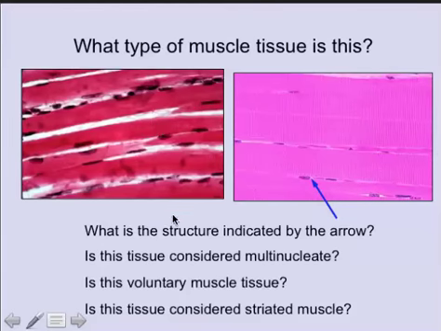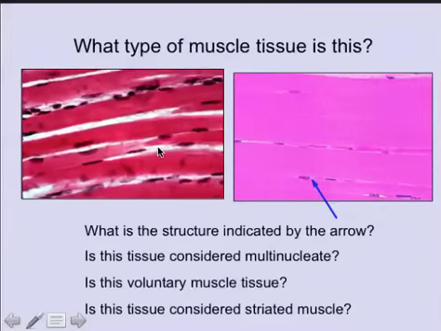So the first question under consideration here is, what is the structure indicated by the arrow? And that is a nucleus. Okay, the dark stain indicating that there's DNA present in this region. And you'll notice that you've got quite a few nuclei arranged throughout this long cylindrical cell, generally at the periphery.